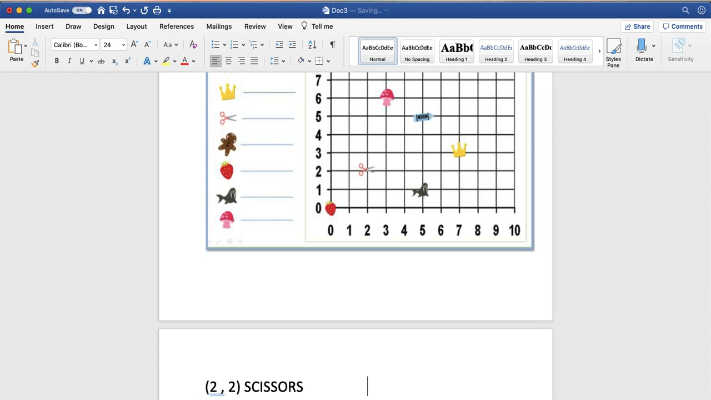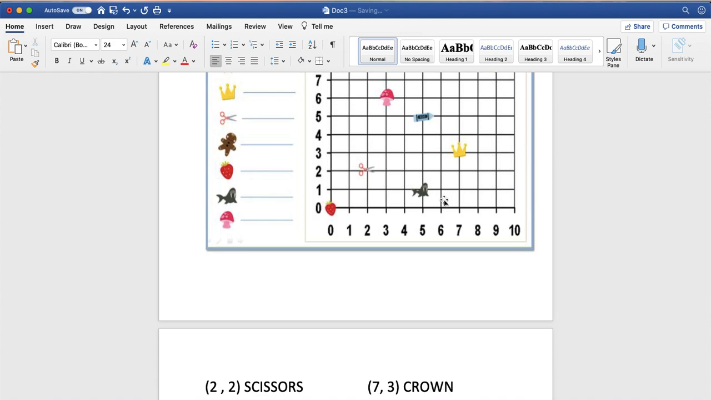Let me do one more. So let's say my directions were 7, 3. And I want you to find what's at this place, 7, 3. What's at this place? So you would start off at home base. 1, 2, 3, 4, 5, 6, 7. So stop right there. Then you need to jump 3 times. 1, 2, 3. You say, oh, my crown is there. So you would say crown.